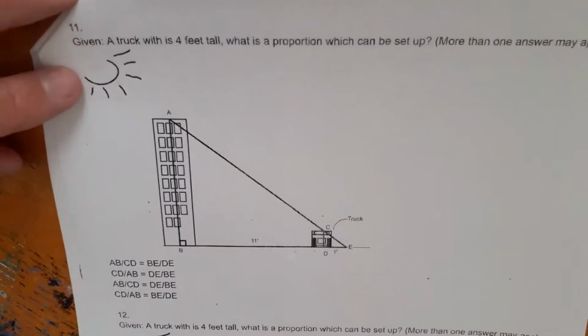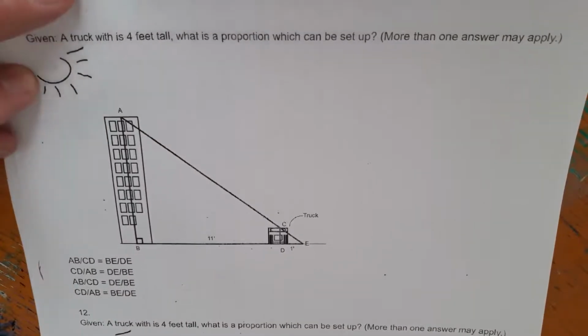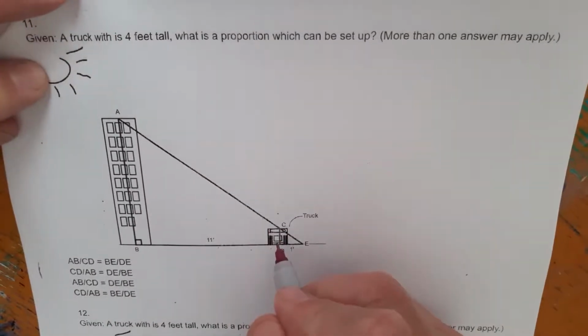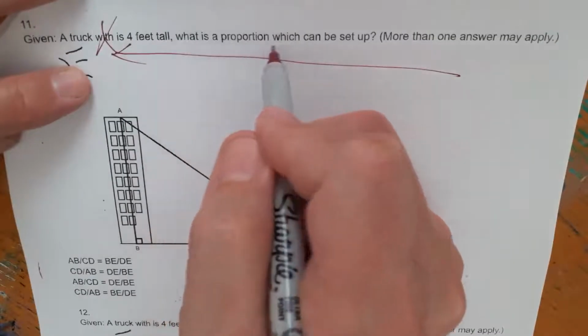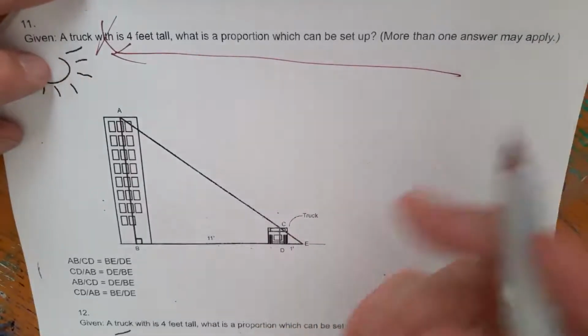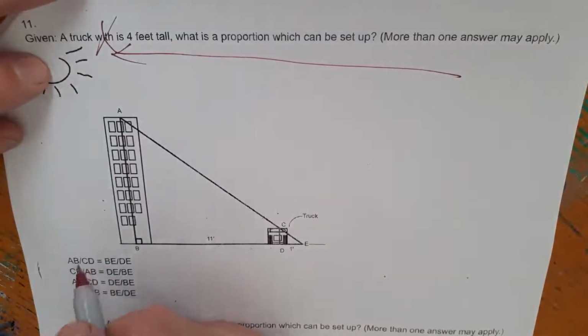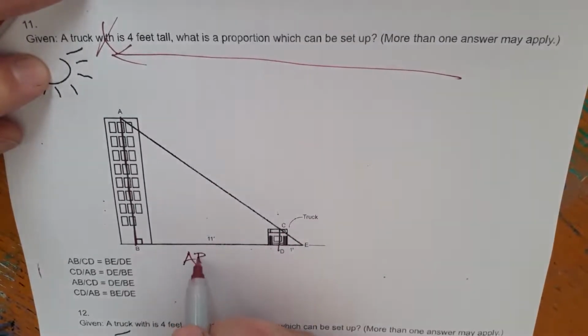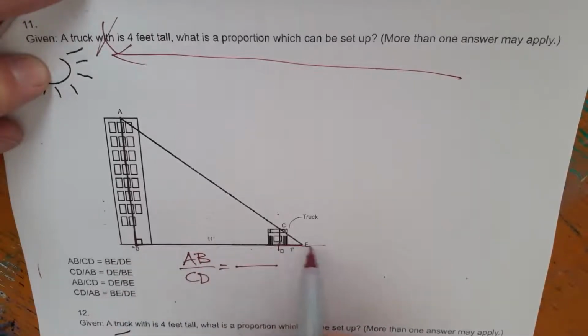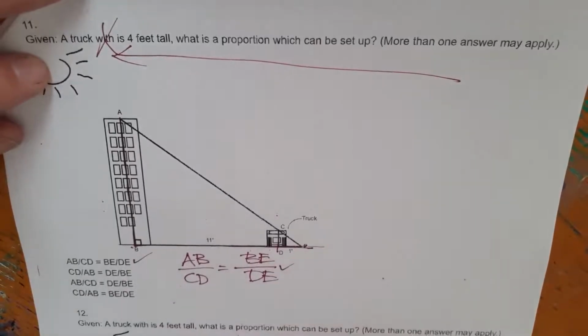3 problems left. Okay, here's our truck, 4 feet tall. What is a proportion which can be set up, more than one answer? So now we're using the AB and the CD. So if we go AB over CD, and we make that equal to BE, the whole length, BE over DE. Good. This one works, this one works.